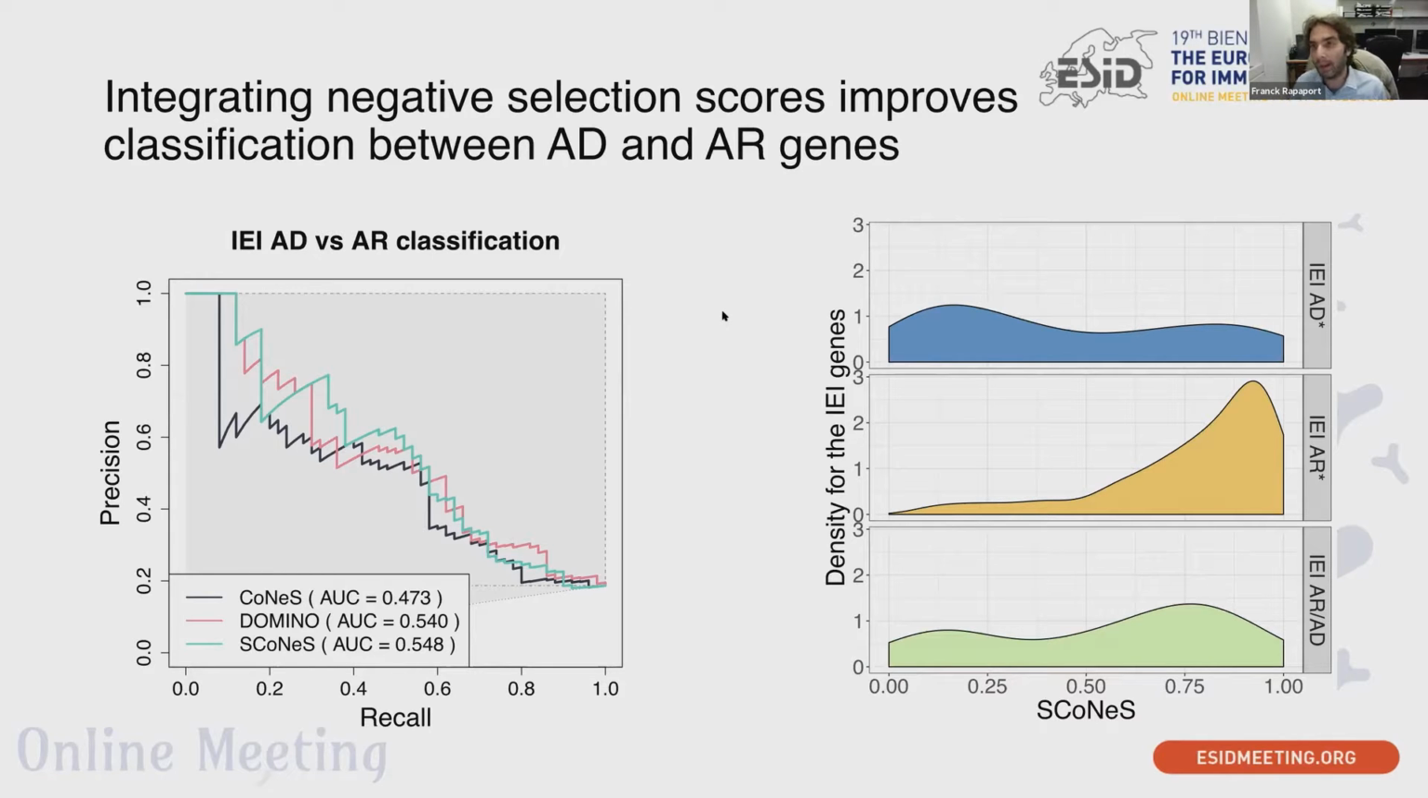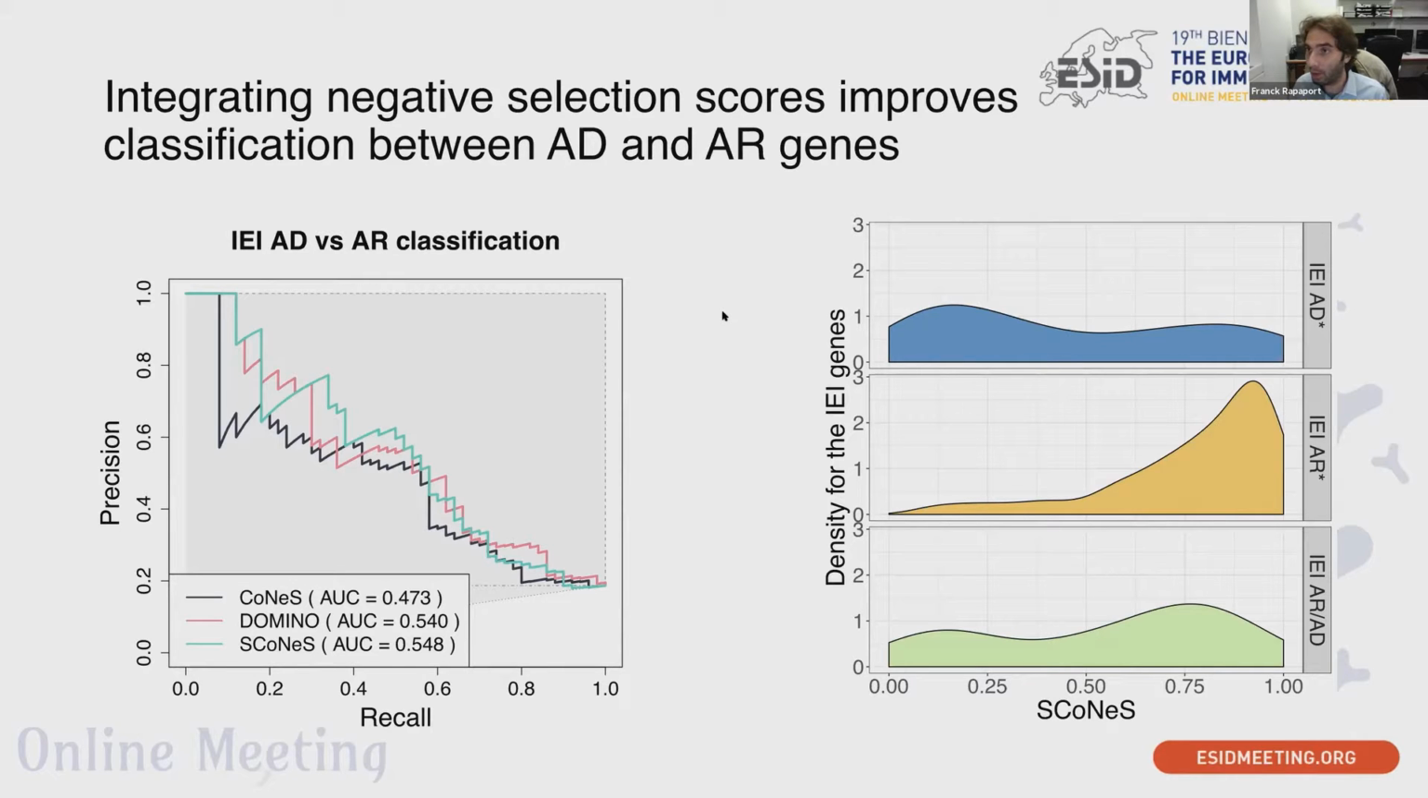And on the right-hand side, I'm showing you the distribution of the score on the genes underlying inborn errors of immunity, separated by the mode of inheritance. And what you can see is that the vast majority of the genes underlying autosomal recessive inborn errors of immunity have a very high value for SCONS.